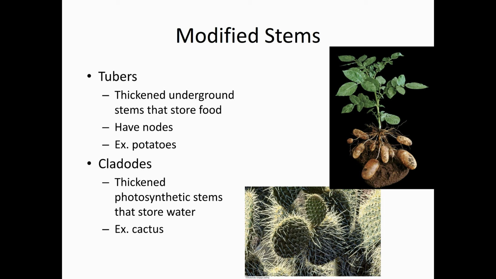Cladodes are thickened photosynthetic stems that store water. So a cactus doesn't actually have leaves. It just has, well, the needles would kind of be modified leaves. The fleshy, paddly parts are the cladodes.